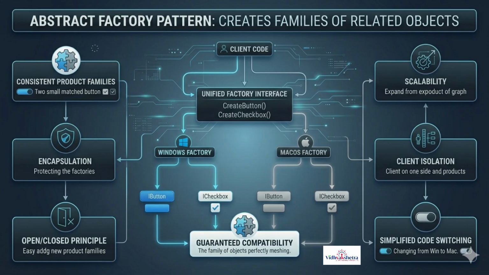Concrete factories implement this abstract factory interface and provide the actual logic for creating objects belonging to a specific family. For instance, a Windows factory would create Windows-style UI components, while a Mac factory would create Mac OS-style components. The important point is that each factory produces a complete set of related objects that are guaranteed to be compatible with each other.